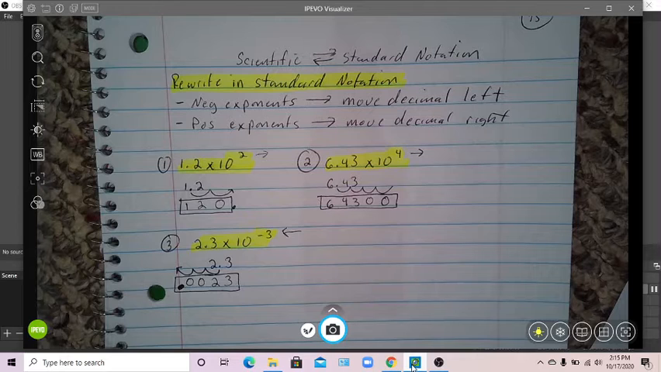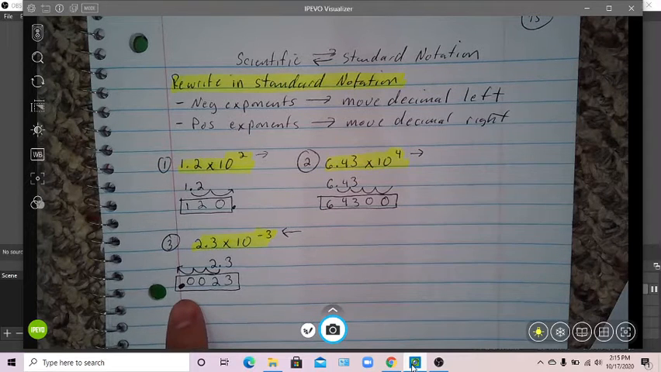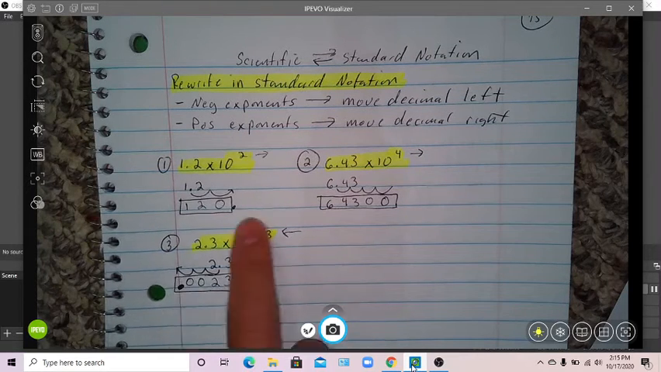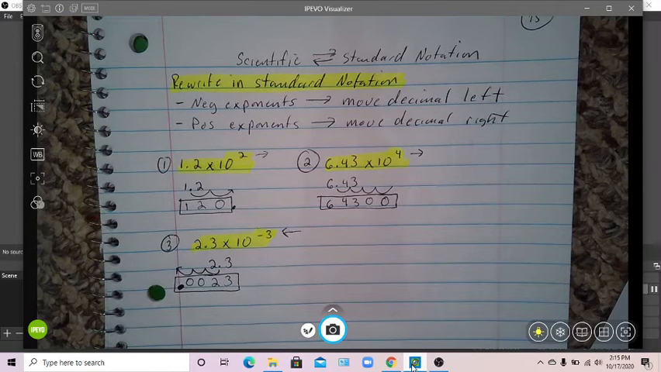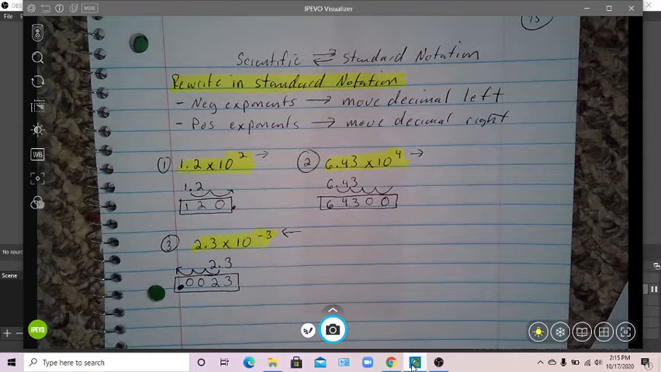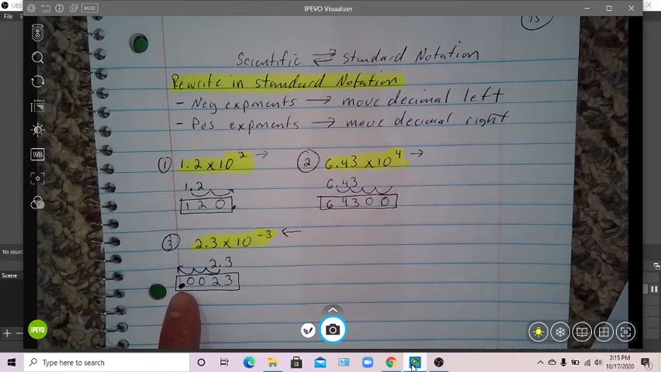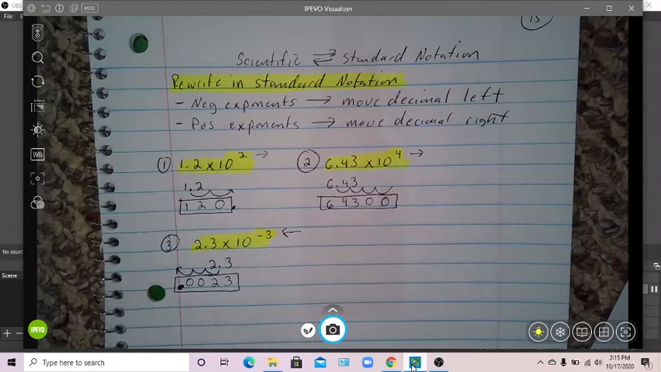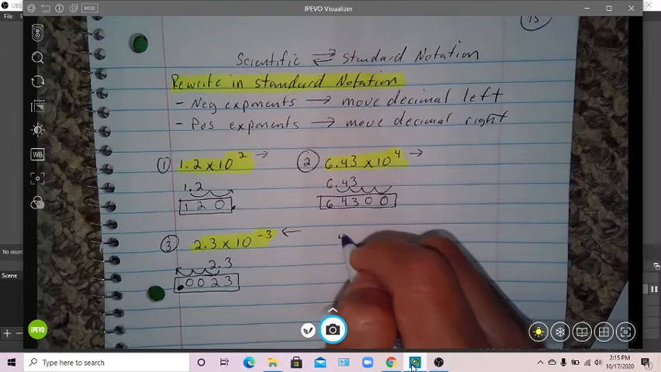Okay. So notice when the decimal is to the left of the number, I have to put the decimal. If it's to the right of the number, I don't have to put it. Okay, so in numbers 1 and 2 it is to the right of the number. I didn't have to put it here. The decimal is to the left of everything, so I have to put the decimal. All right, let's take a look at number 4.